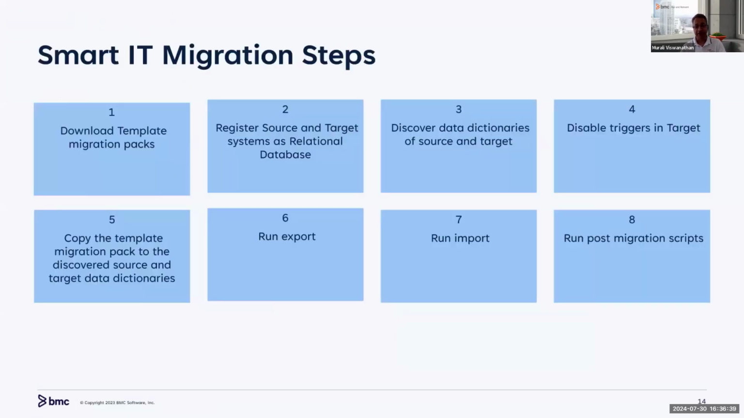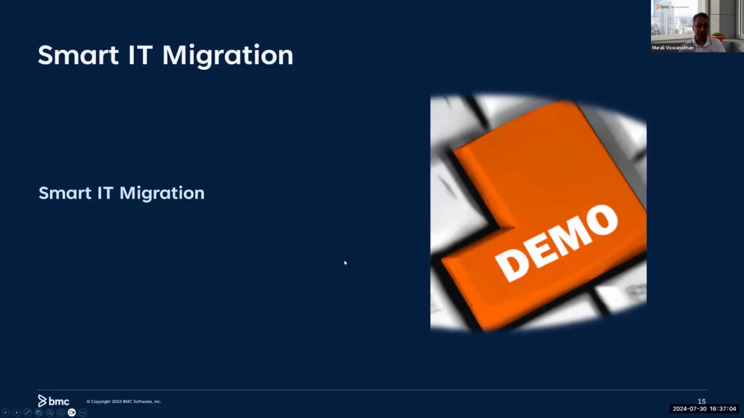This migration has 8 steps. Steps 1 to 3 are the same: downloading the pack, registering, and discovering your dictionary. The one important step on Smart IT is disabling triggers and targets. That's one additional step, and then you have your post migration scripts. So again, let's look at the demo. It'll be the same as before, played by Anita.